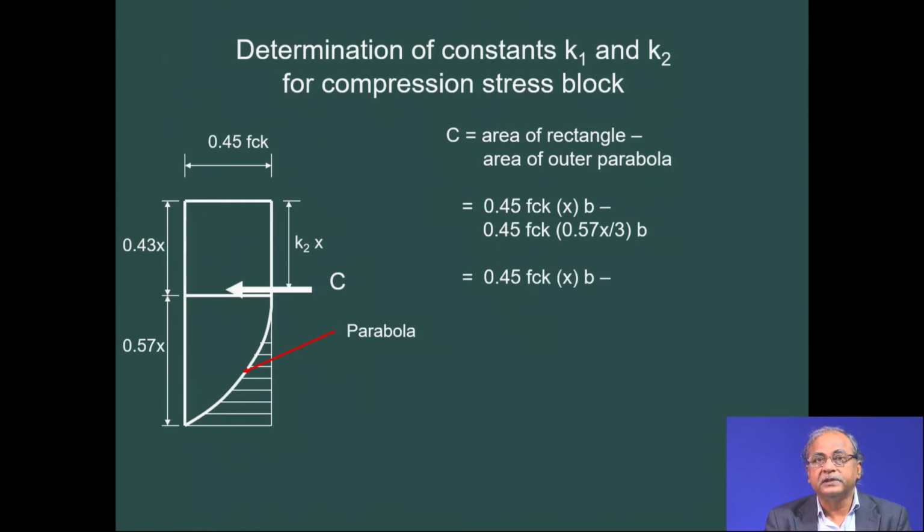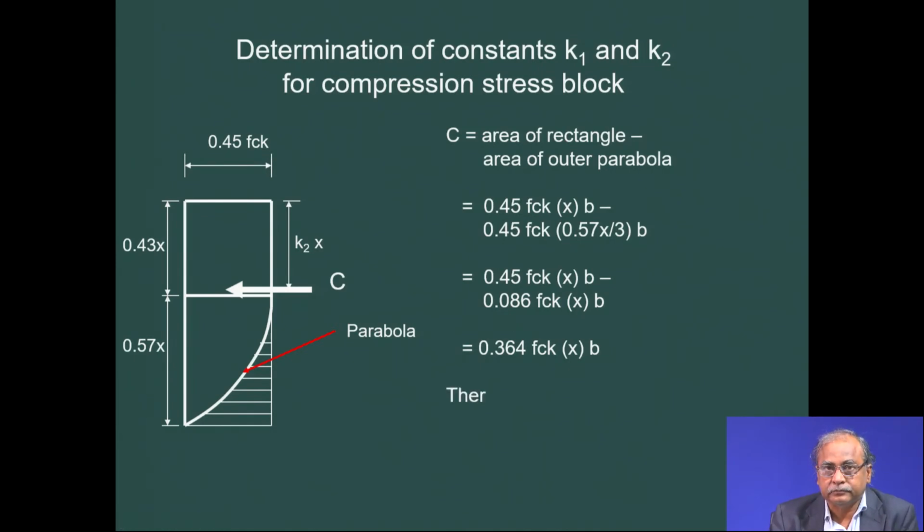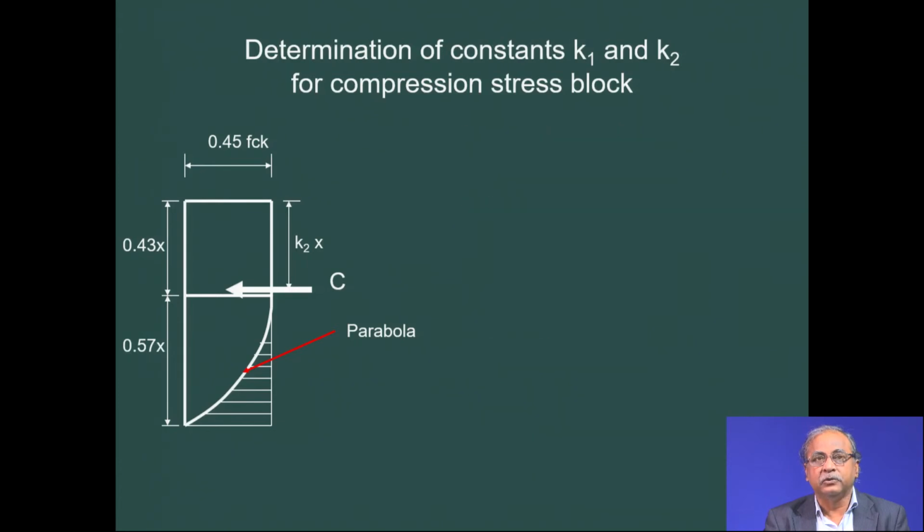So, 0.45 fck x b minus 0.086 fck x b, which equals 0.364 fck x b. So this is the value we shall get, that means C equals 0.364 fck x b, and therefore K1 equals 0.364. Sometimes we write 0.36, and depending on how you truncate it, the K1 value can also come as 0.361, but anyway we can say 0.36 if you would like to.